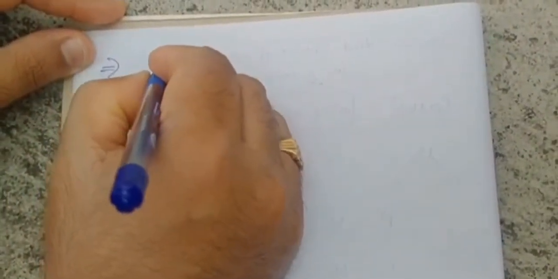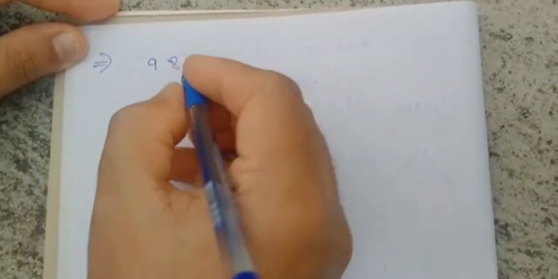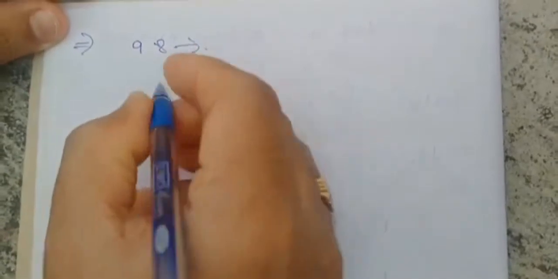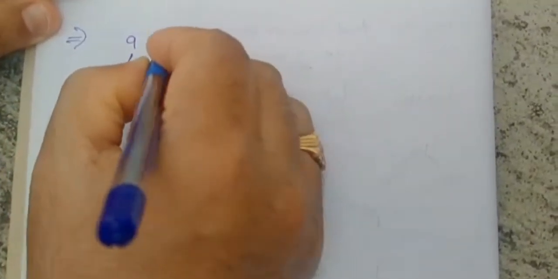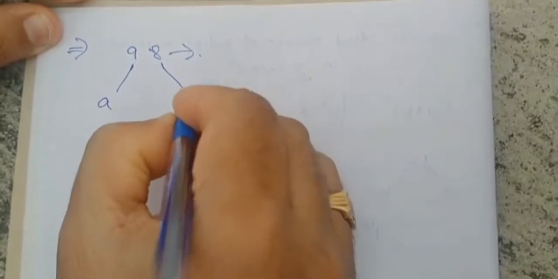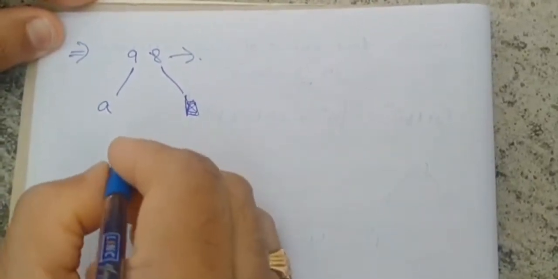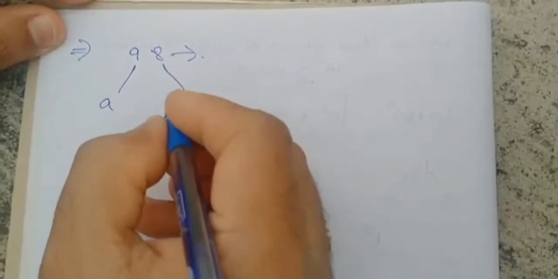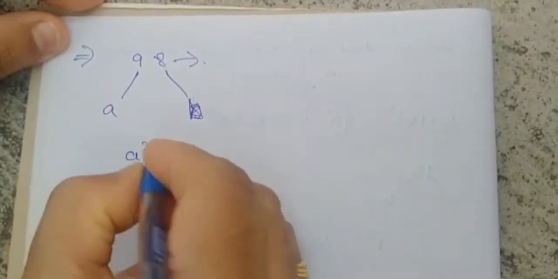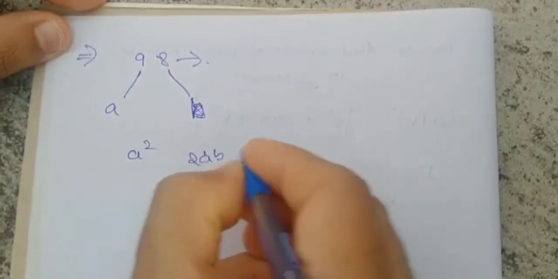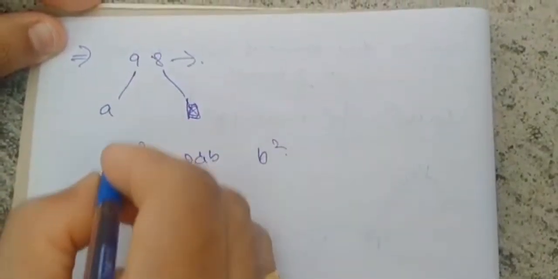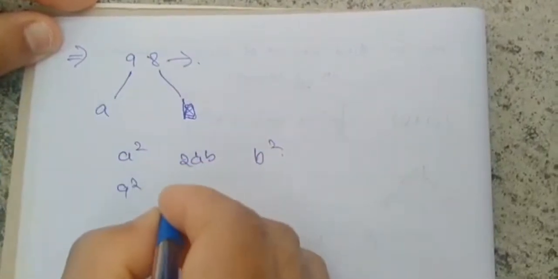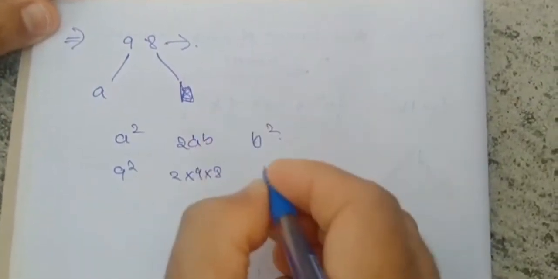So one more example, 98. We will take 98. So here a is 9, b is 8. So in that we need to substitute in the expansion form: a square, 2ab, b square. Here a square means 9 square, 2ab means 2 into 9 into 8, and b square means 8 square.